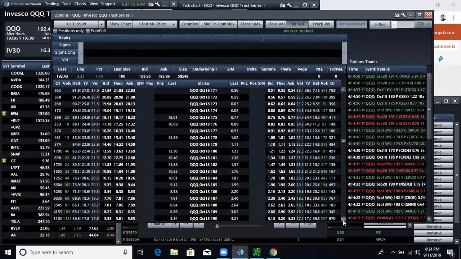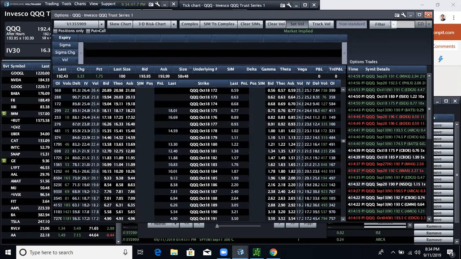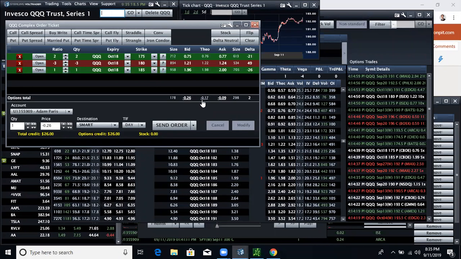The 180 puts are about 22 and a half. The 185s are 20. The 175s are 24. So if I buy one, sell three, buy two, I'm taking in a pretty decent vol credit. One of the things that's important, this is a 1x3x2 trade. And one of the things that's really important about these trades is to take a credit, and to have a line in the sand. So on this one, I'm going to take in about 17 cents.